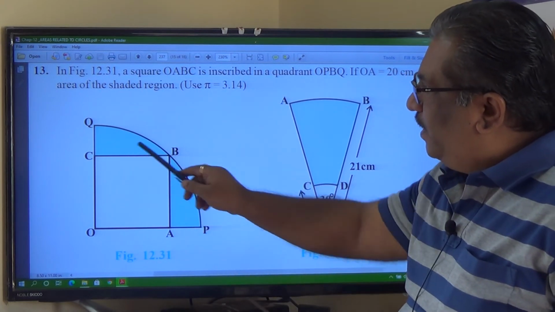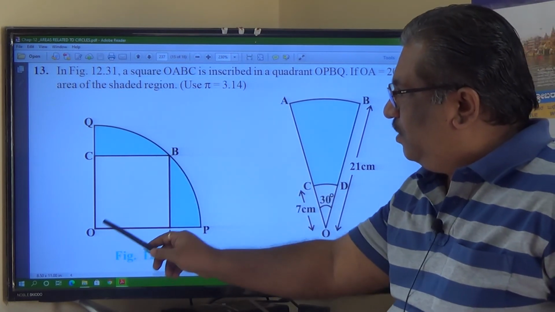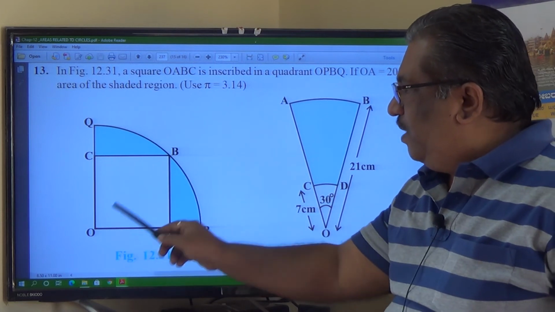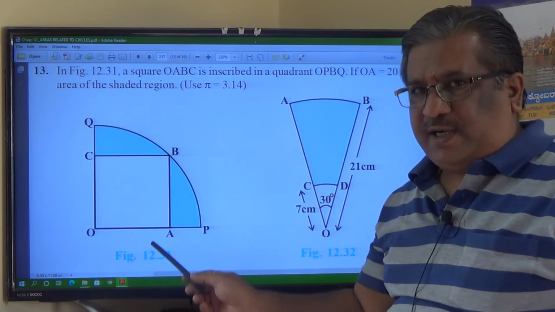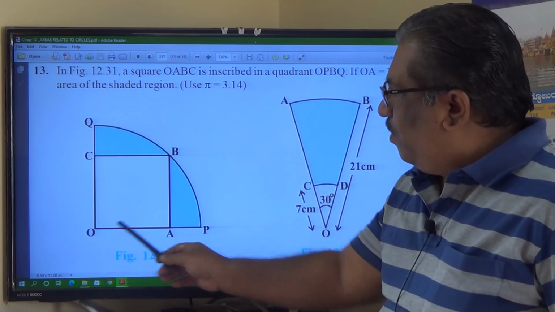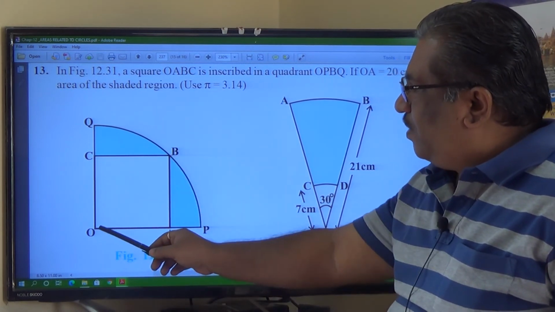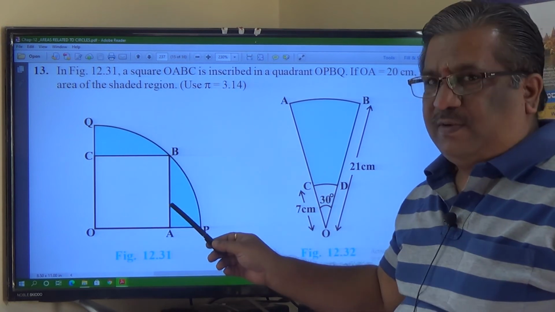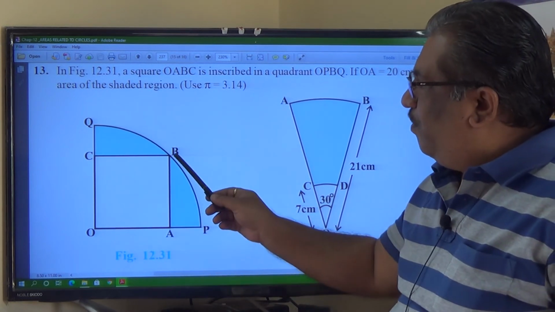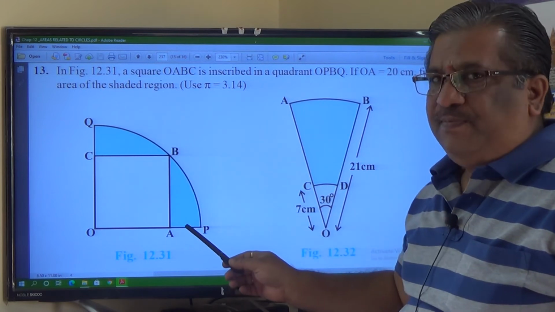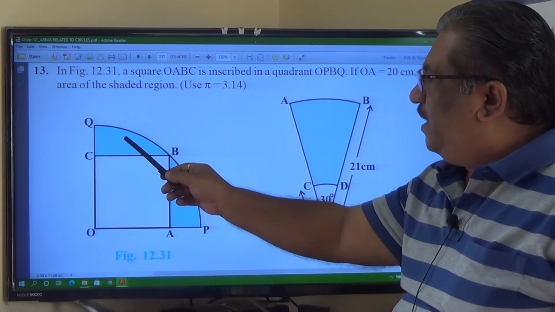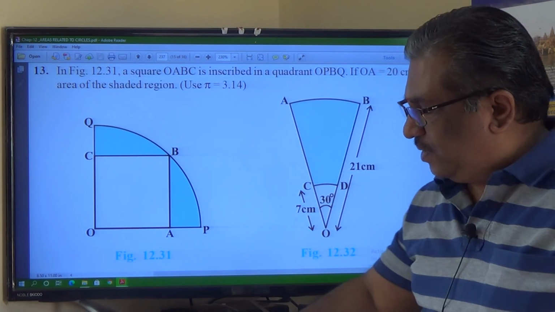In order to find the area of the shaded region, we must know the radius OB. If I join OB, that becomes the radius of the quadrant, isn't it? So OABC is a square. This is 20, therefore this also is 20. So I can find out OB by applying Pythagoras theorem. Once I find out OB, I can find the area of the quadrant, and area of the quadrant minus area of the square gives me area of the shaded region. So let us solve this on the board.